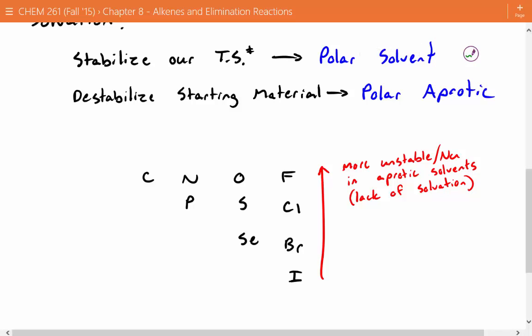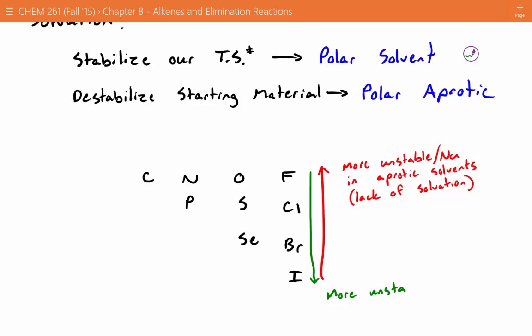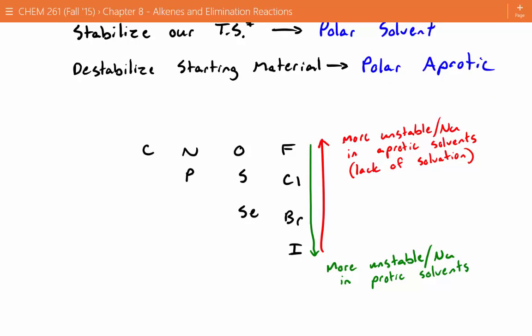All right. Let's say during a separate reaction, I want iodide to be my nucleophile. I want to make it the most nucleophilic halogen. What sort of solvent would I prefer in this case? Protic. So we can switch these too if we want to invert the trends. So we can say this is most or more unstable or nucleophilic in protic solvents. And this is because it is less tightly solvated.